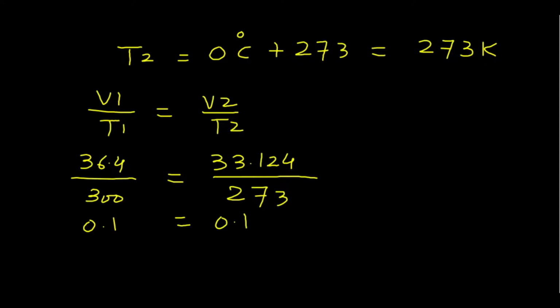It means the ratio of volume to temperature, that is V upon T, is 0.1, which is constant. It means the volume of gas is directly proportional to absolute temperature according to the Charle's law. I hope this numerical is clear to you. Now we will see some more important numericals based upon Charle's law.